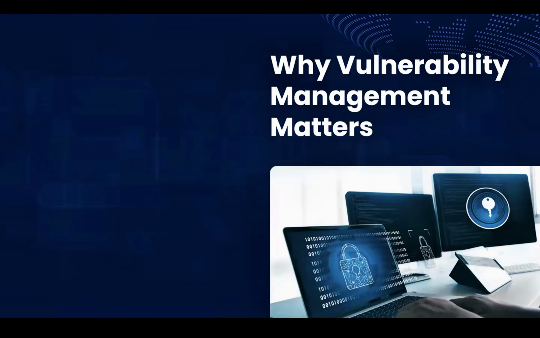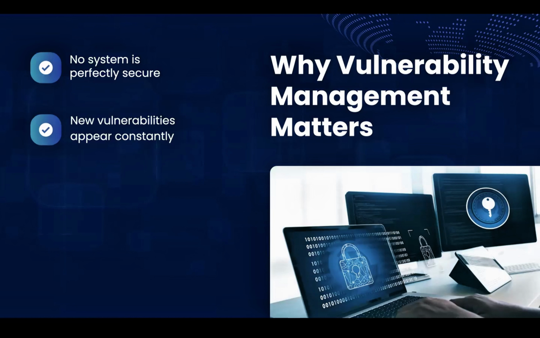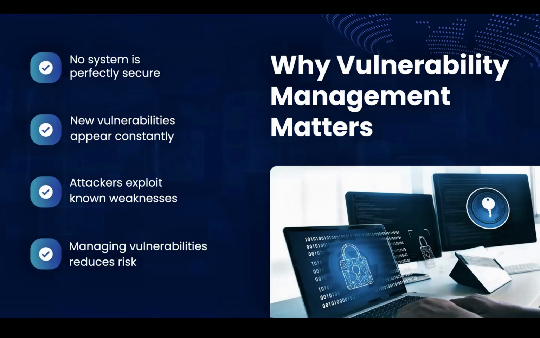Why is vulnerability management important? It is important because weaknesses are unavoidable. No system is perfectly secure. New vulnerabilities are discovered constantly on a day-to-day basis, and attackers actively exploit known weaknesses. And lastly, managing vulnerabilities would help us reduce overall risks.